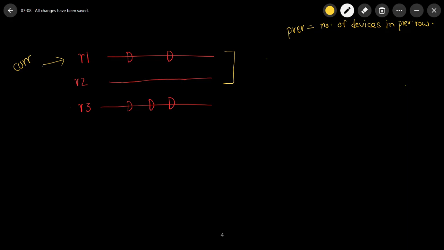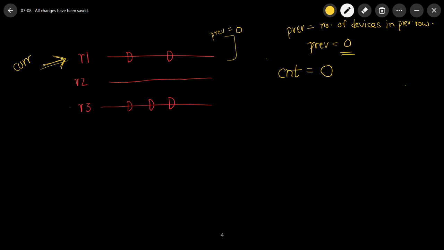Since we are starting current from our first row, the first row's previous is nothing, since we have no rows above it. So previous is initially set to 0. First we consider an arbitrary pair, which is this, because previous is initially 0. So we also take a count variable, which is initially set to 0. It will count how many beams are there.